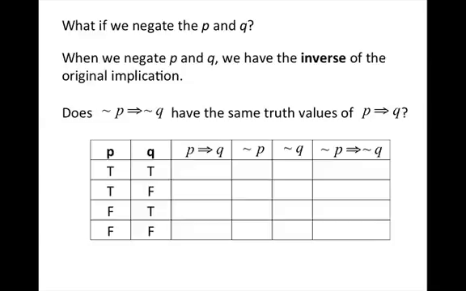I have to have P and Q, and then I'm looking at the original implication, P implies Q. To build the inverse, I need a not P and a not Q, and then my final column would be not P implies not Q.